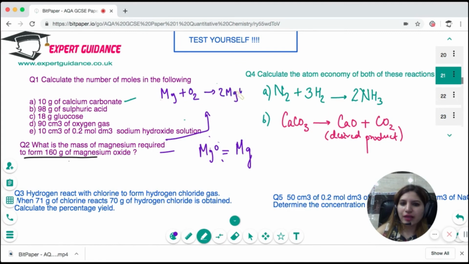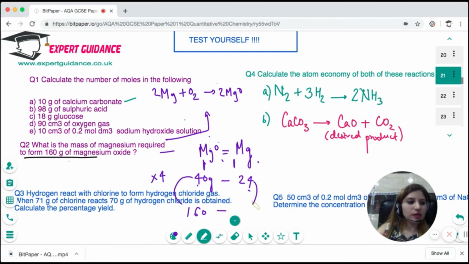So from the balanced chemical equation, what is the relationship? The relationship is 2 moles of MgO is given by 2 moles of Mg. So it means 1 mole of MgO is given by 1 mole of Mg. The mass of 1 mole of MgO is 40 grams and the mass of Mg is 24 grams. So 40 grams of MgO is given by 24 grams of Mg. So 160 grams will need 24 times 4, because 40 to 160 is times by 4.